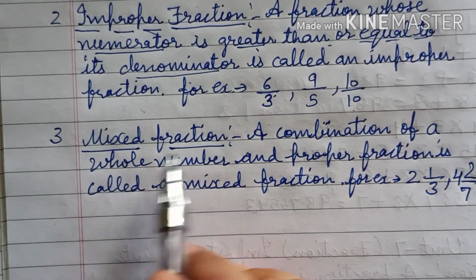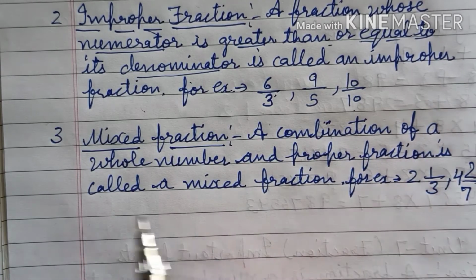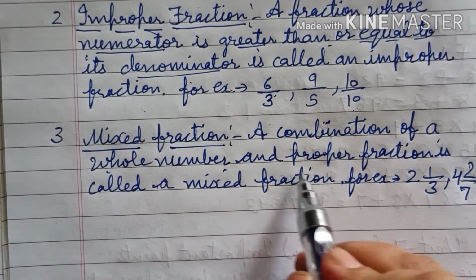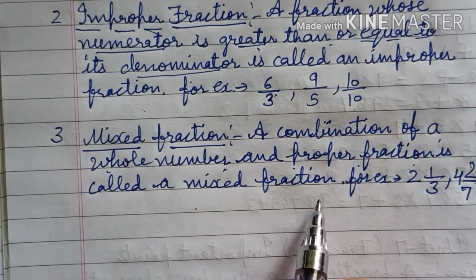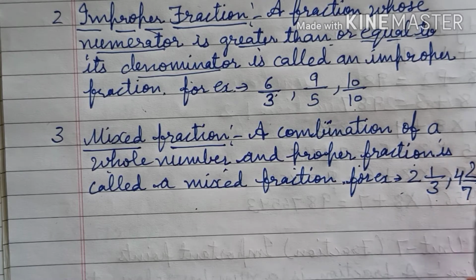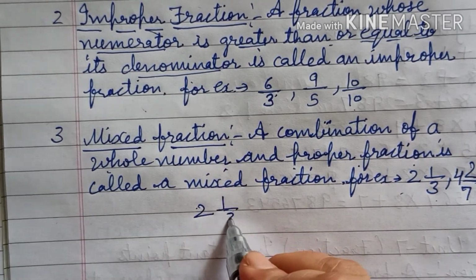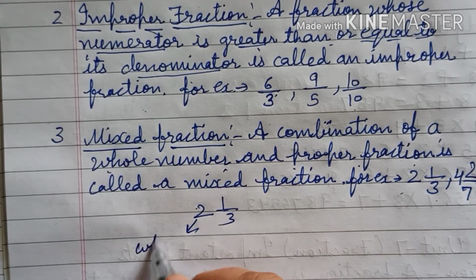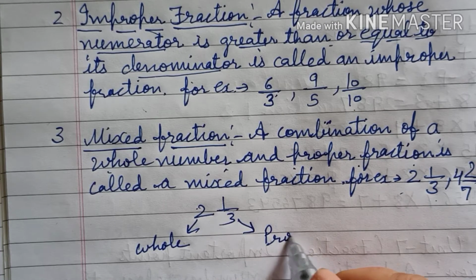Third one is the mixed fraction. A combination of a whole number and a proper fraction is called a mixed fraction. For example, 2 1/3 and 4 2/7. In 2 1/3, 2 is a whole number and 1/3 is a proper fraction.